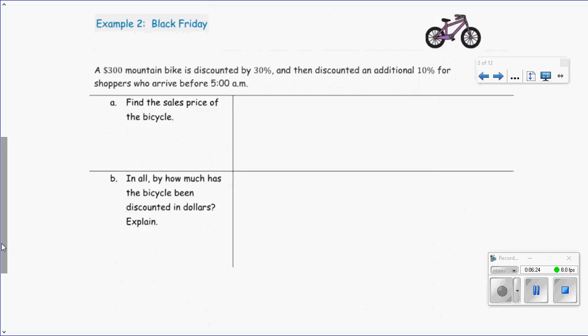Okay, on Black Friday, a $300 mountain bike is discounted by 30%. That's important. And then discounted an additional 10%. Does that mean it was discounted 40%? We're going to find out. We're going to go ahead and solve this because something interesting happens. Okay, let's find the sale price of the bicycle. So first, let's find the discount by 30%. So it was $300.